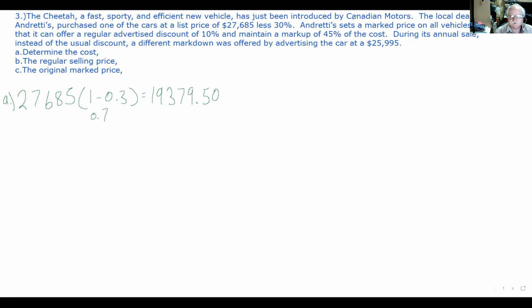What do we know about the regular price? S equals C plus E plus P. Do we know anything about expenses and profit? They have a markup of 40% of the cost. So we can't use E and P because they haven't given us enough information. So S equals C plus M.